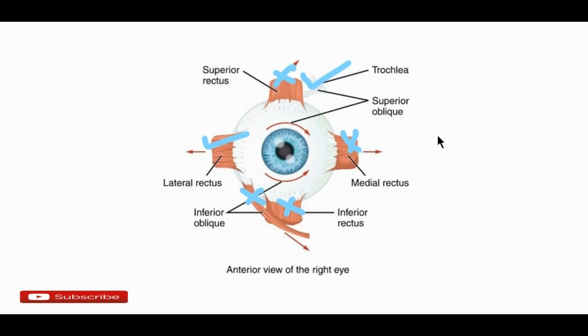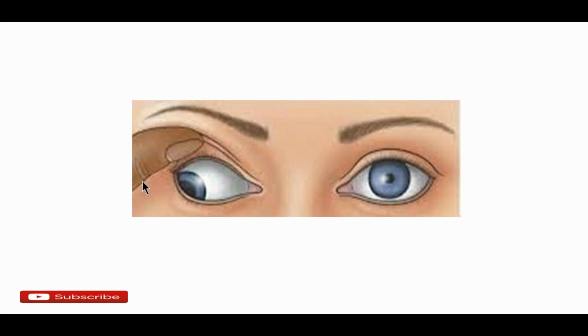So what will be the condition of the eye? As the lateral rectus pulls the eye laterally and the superior oblique pulls the eye downwards, the eye will remain downwards and laterally. In other words, it will remain downward and outward. And as the eye is away from the midline, we call it strabismus or squint, and here it is divergent squint, that is, away from the midline.